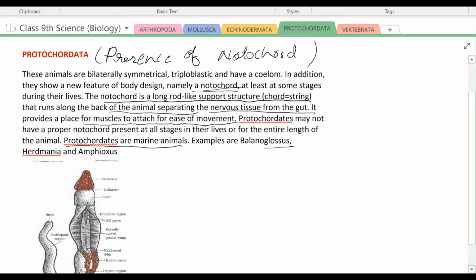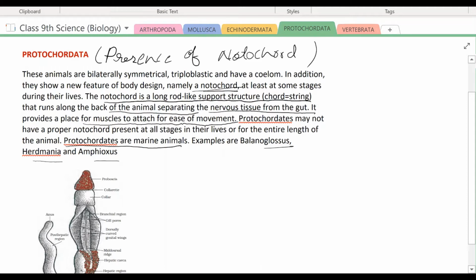So today we will start the next classification. It is Chordata, the 10th phylum. Before we start Chordata, we will just discuss or revise some points which you have read in the previous lecture. It is Protochordata. What is Protochordata?